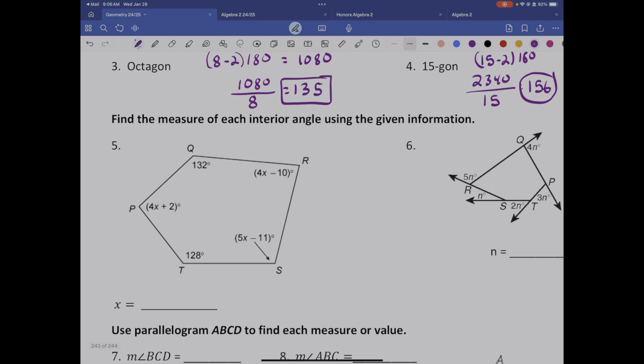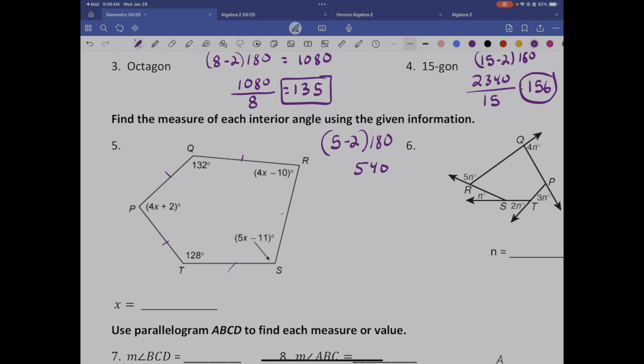Find the measure of each interior angle, given the information. The first thing I had to figure out is how many sides it has. So it has 1, 2, 3, 4, 5 sides. At 5 sides, I have to figure out what the measure of all of them has to be. It's just like we did above, 5 minus 2 times 180, so 3 times 180, you've got a pentagon. So we know they all have to add up to 540.